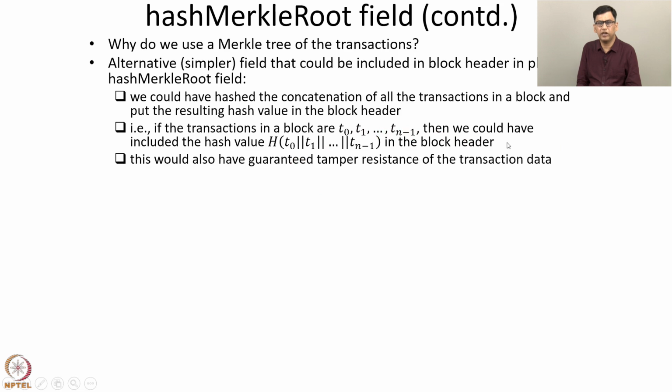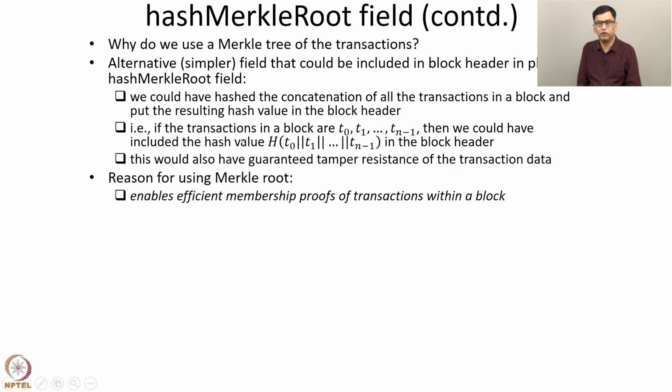The Merkle tree achieves tamper resistance, but it also achieves one more important property. The reason for using the Merkle tree is the following. It enables efficient membership proofs of transactions within a block. So we'll discuss what this means.